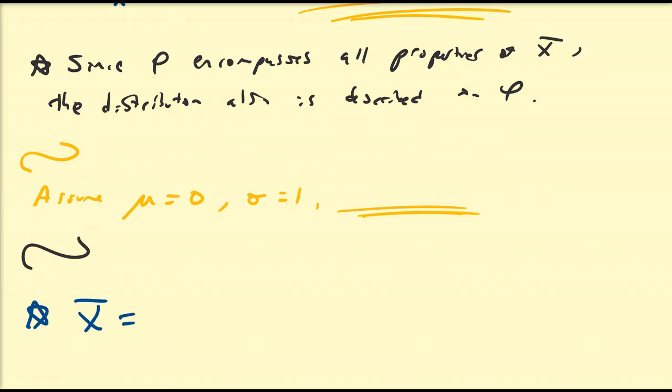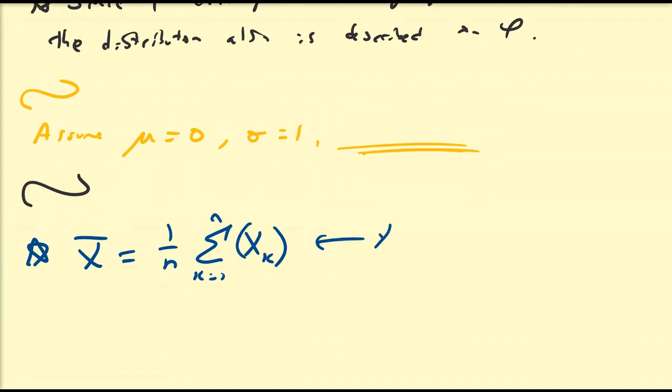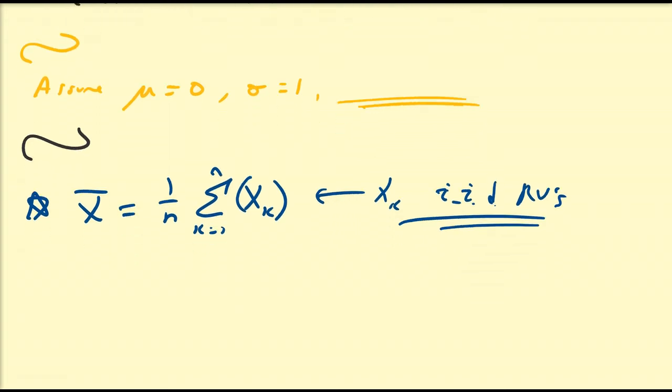So x bar is, again, 1 divided by n times the sum from k equals 1 to n of x sub k. And we're going to assume that these variables x_k are identically distributed and independent random variables from some population with mean mu and variance sigma squared.